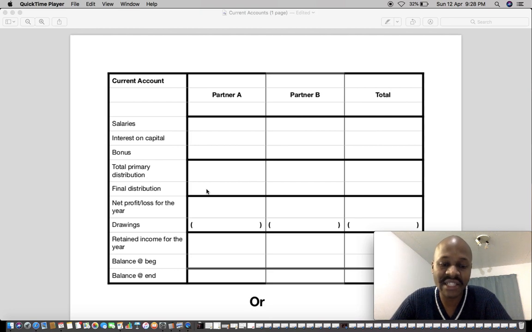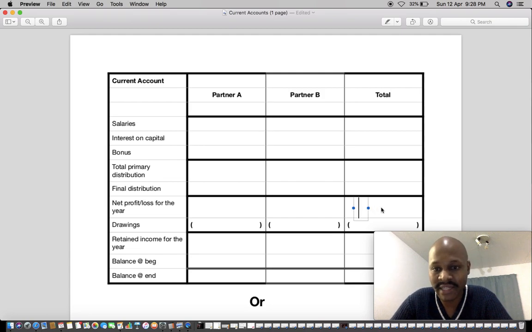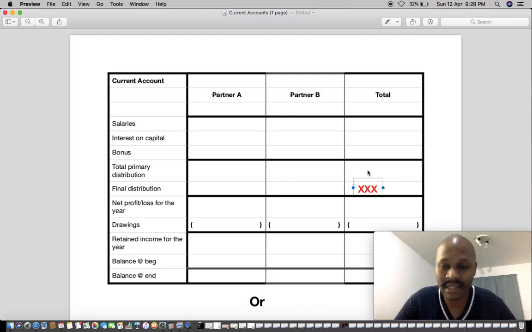How do you get your final distribution? You first go to the total column, write the net profit you are given from the statement of comprehensive income, the old term being income statement, and then once you have that amount, you'll subtract the total primary distribution from it and write it there. Once you have written your final distribution as your net profit minus total primary distribution, you'll allocate this according to the ratio given to each partner.